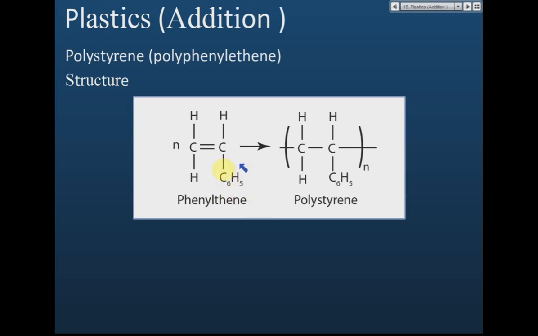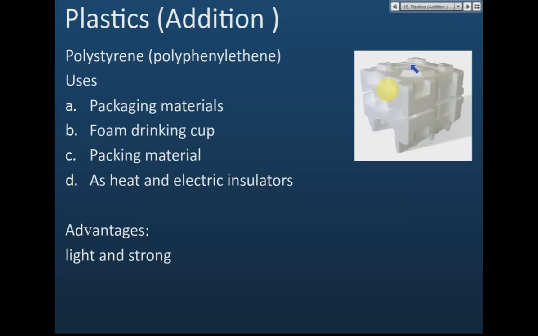I'm not going to discuss with you how this looks. Actually, it looks like a beehive, but that's not important so far. And this thing is called phenylethene. So the monomer is phenylethene. Through addition reactions, we can make them join together, then it becomes polystyrene. This is polystyrene. And it's used in what?